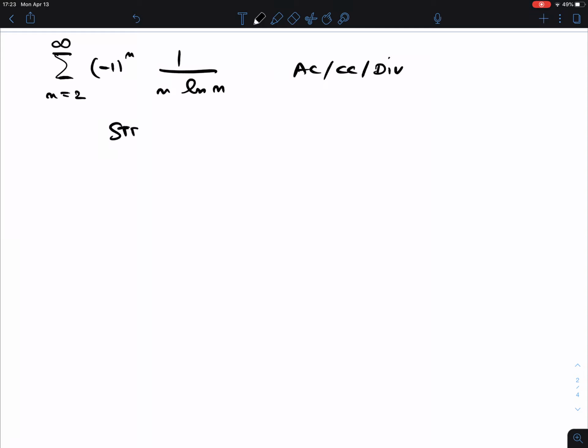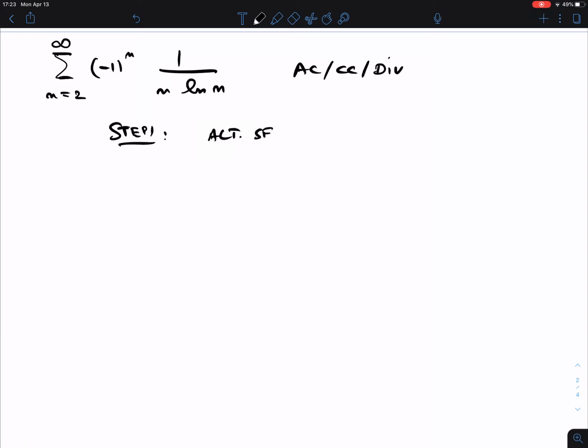Okay. Another example, this is my last example then, the summation of (-1)^n, 1 over n ln of n. Now I have to go from 2 to infinity, otherwise I'm running into trouble here with the first few terms. Again, an alternating series, so the question AC, CC, or divergent makes sense, right? Okay, so step 1, it's an alternating series, so I can take the limit.